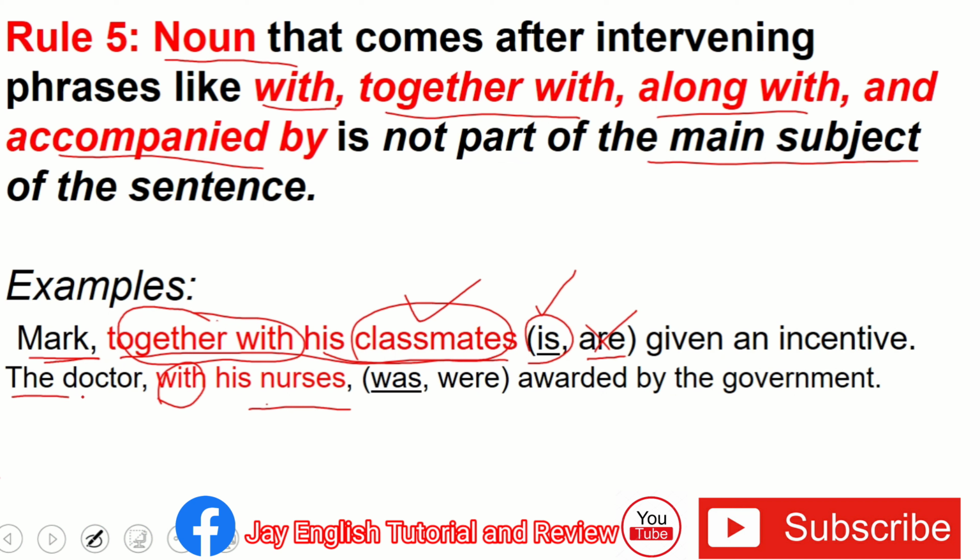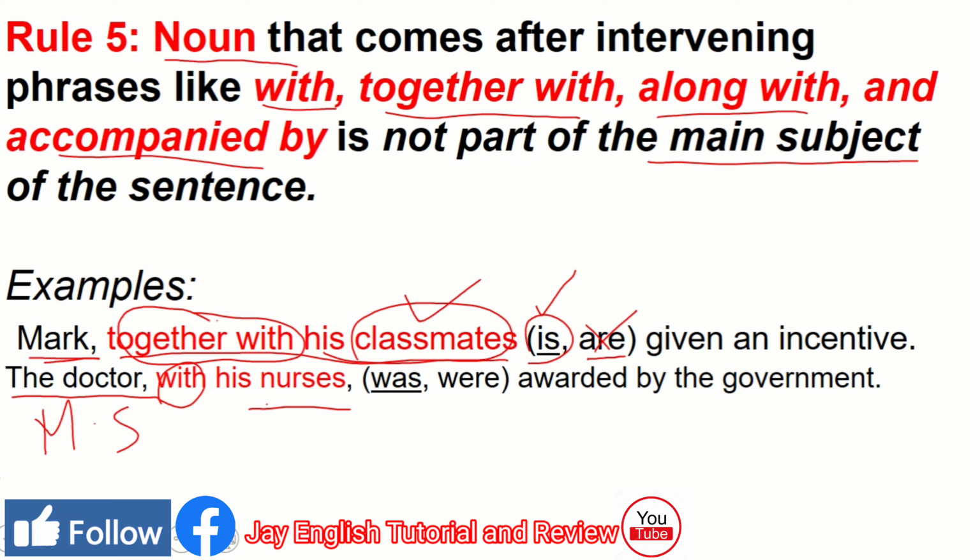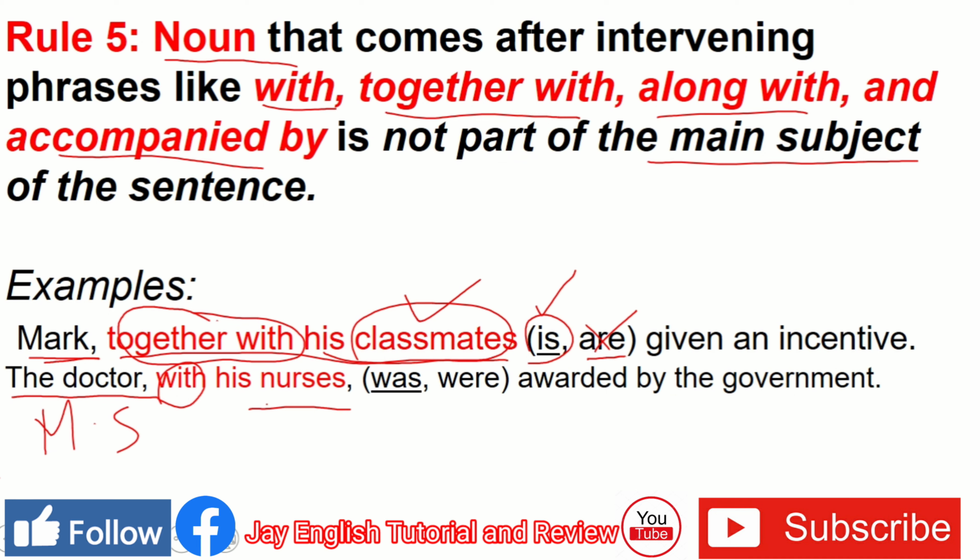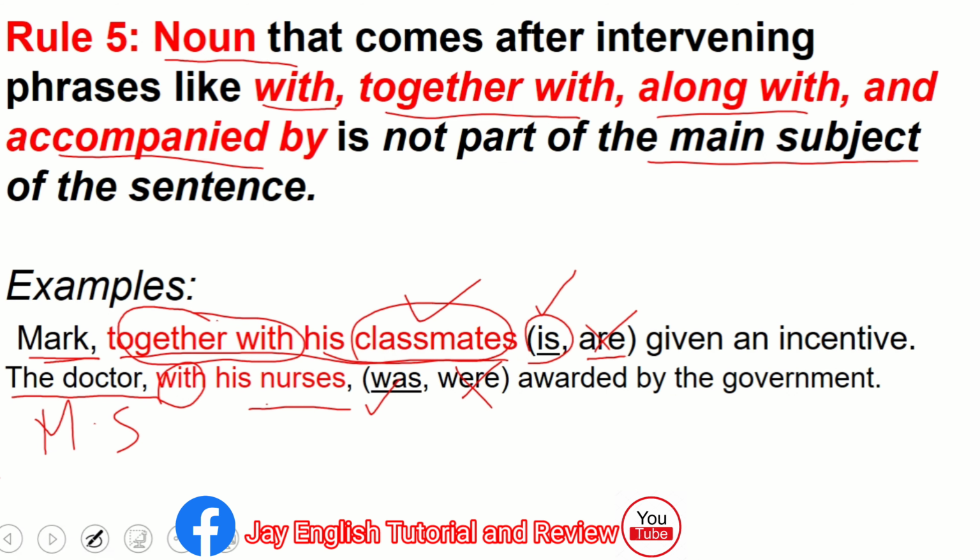Our main subject here is the doctor. And the doctor is singular. That's why our answer is "was", not "were". Okay? So that is rule number 5.